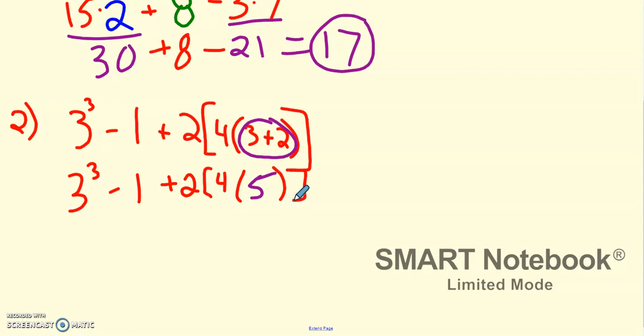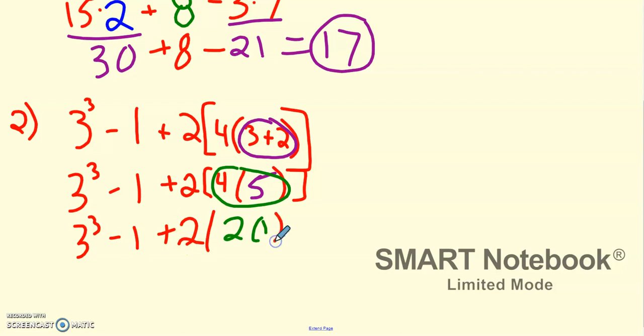Do not forget the ends of parentheses and brackets. They are mucho importante. So now we still work inside that set of brackets. We have 4 times 5 is going to give us 20. I'm going to drop everything else down. 3 to the 3rd minus 1 plus 2 times the quantity of 20. Please pardon the handwriting. My stylus broke, so I'm using my finger.